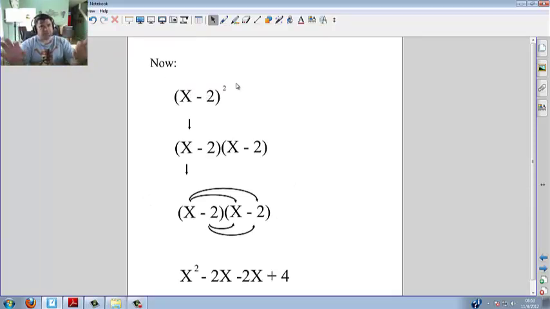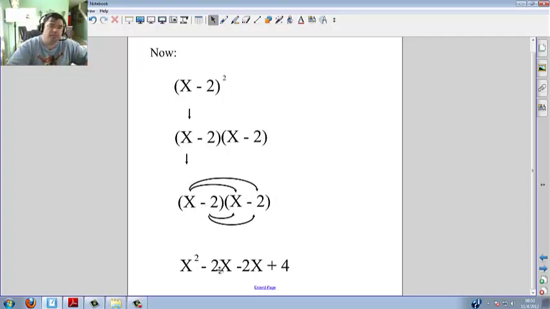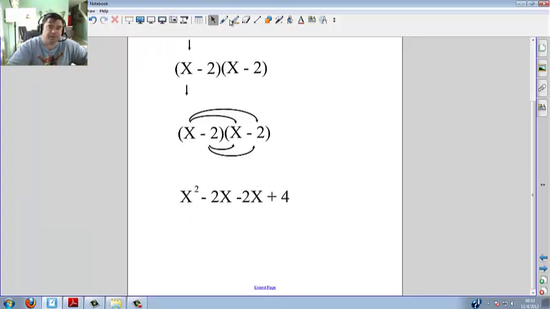Split them apart. X minus 2 times x minus 2. So x times x times negative 2, negative 2 times x, negative 2 times negative 2. Don't forget that two negatives make a positive, so this becomes positive 4. But here we're just going to combine these two, and it becomes like the following.